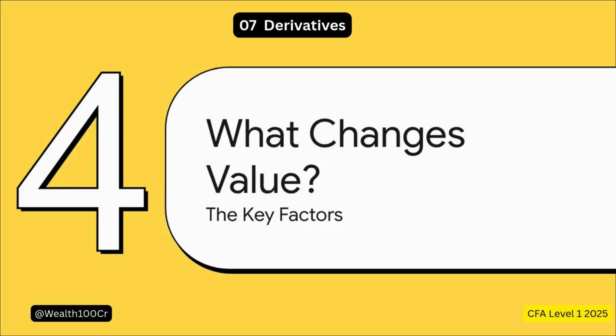So we now know an option's price has two parts, exercise value and time value. But what makes these values go up or down? Well, there are several key factors. Think of it like our cricket match again. The weather could change, a star player might get injured, many things can change the excitement and the ticket price. It is exactly the same for options.